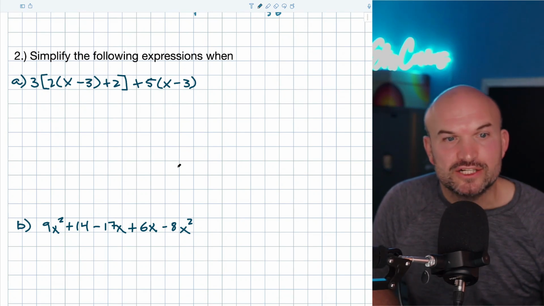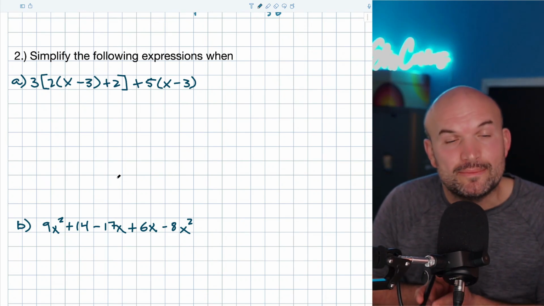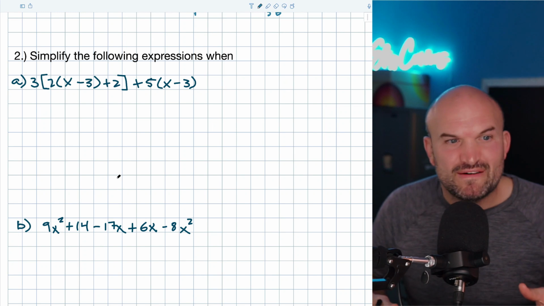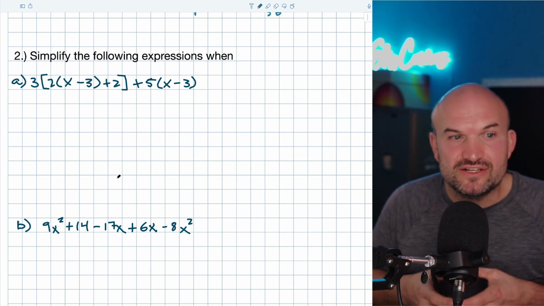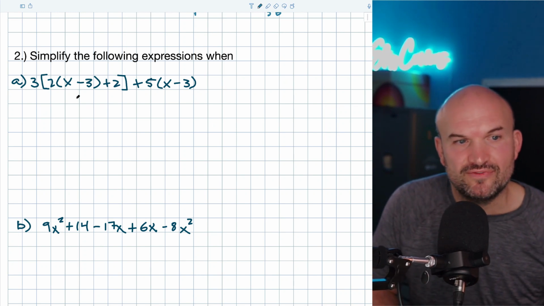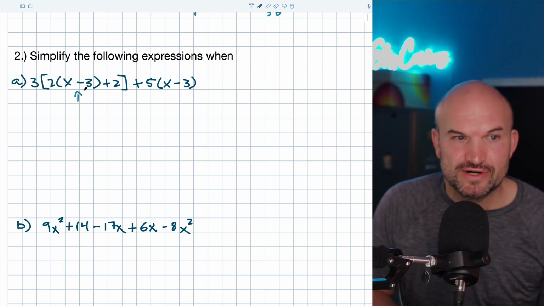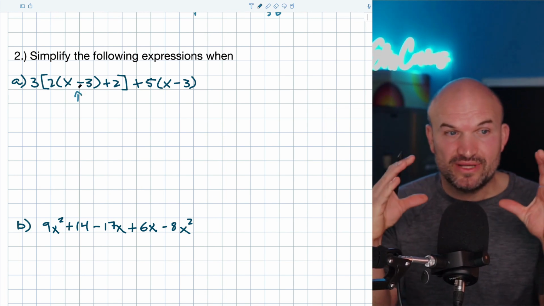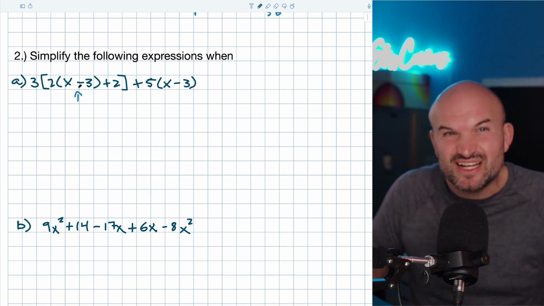We'll be simplifying the following expressions. So again, remember using the order of operations here. When we're doing the order of operations, we want to work on the inside parentheses first. Now there's nothing we can really simplify here with this x minus 3. And you can see this is the innermost parenthesis, right? Because it's a parenthesis inside of a bracket, but there's nothing we can simplify.